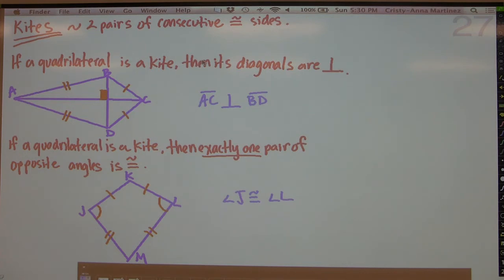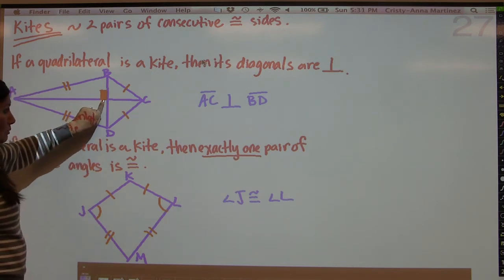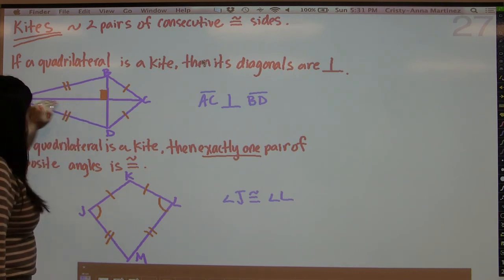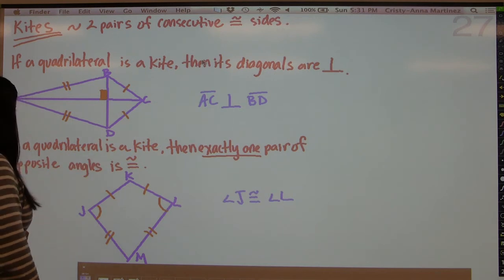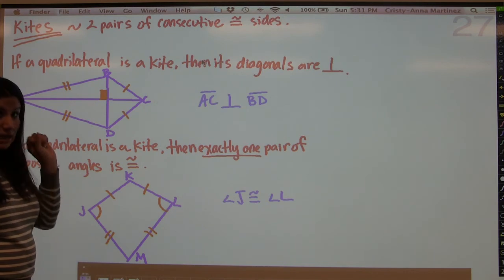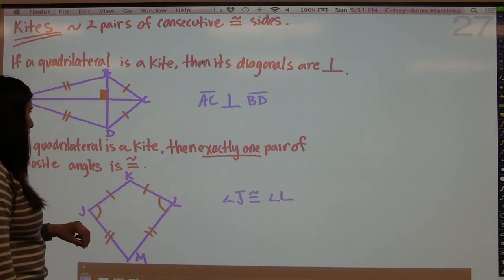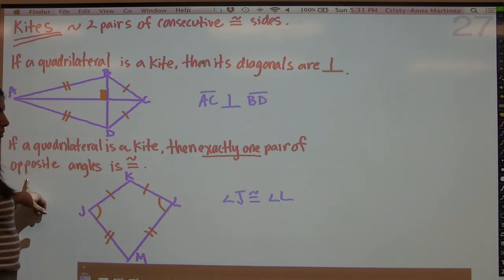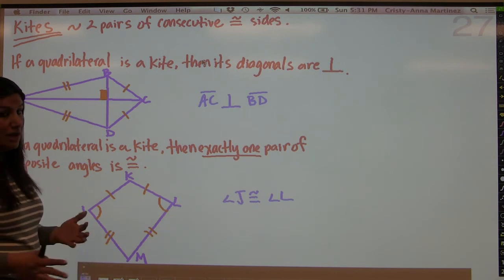However, we do have a couple of theorems for you. If a quadrilateral is a kite, then its diagonals are always perpendicular. So we have a little 90-degree symbol there. Diagonal AC and diagonal BD are perpendicular. Also, if a quadrilateral is a kite, then exactly one, and that doesn't mean maybe one or sometimes two, exactly one pair of opposite angles is congruent, because in a parallelogram, both pairs of opposite angles are congruent, but not in the case of a kite.